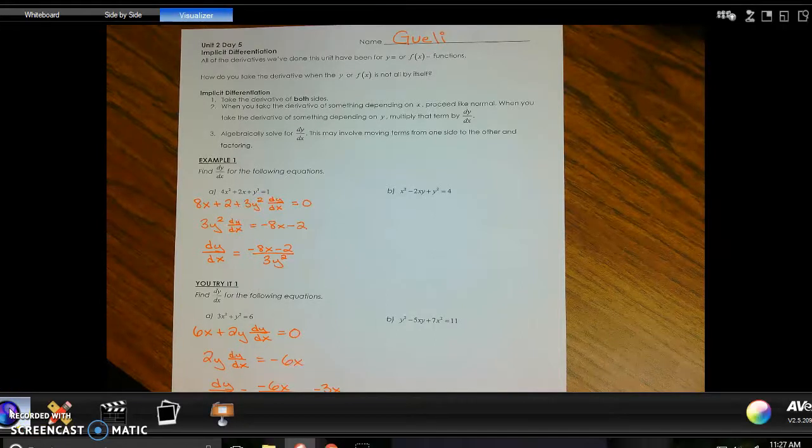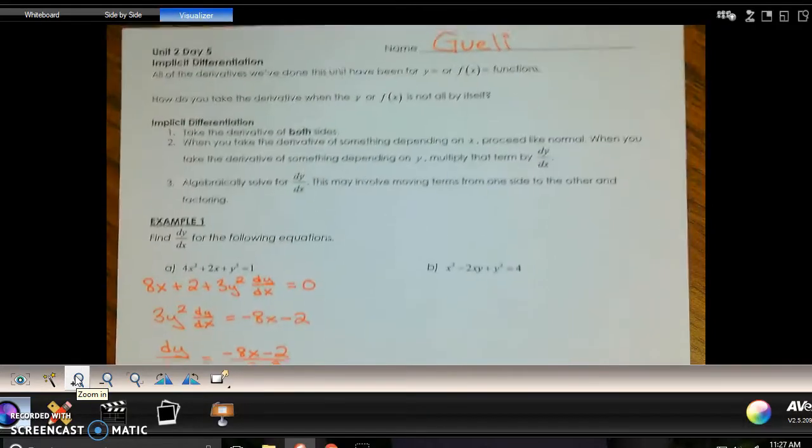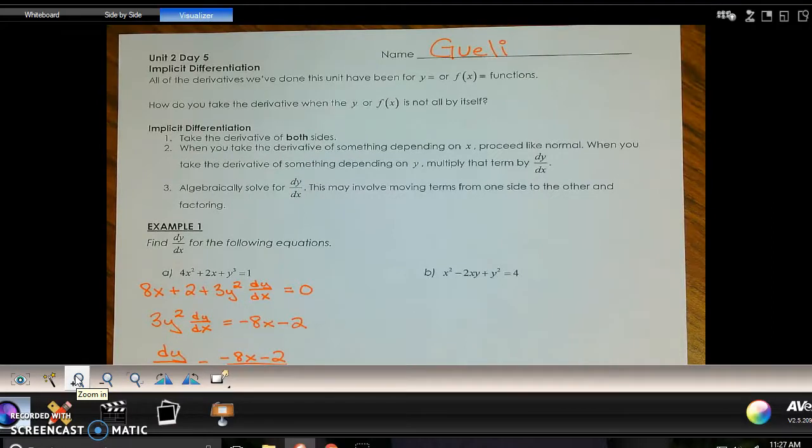Greetings. So this is going to be a quick tutorial on the Unit 2, Day 5 implicit differentiation notes. Okay, so here are your notes. I was just going to walk through a couple examples in case you needed just to revisit them.